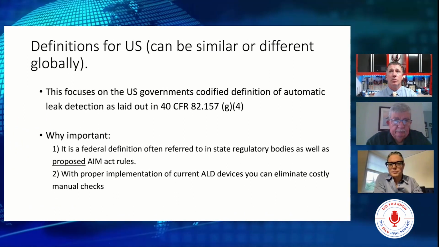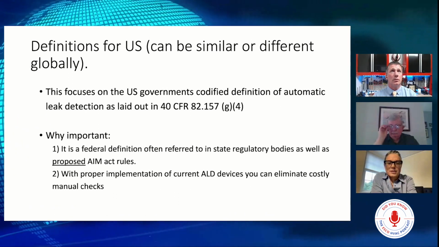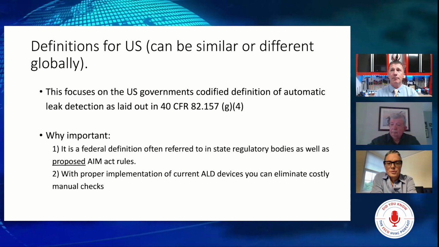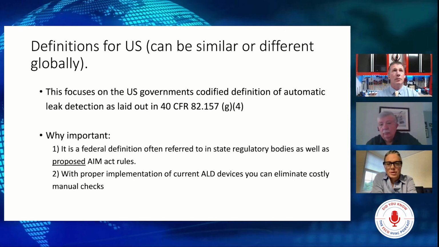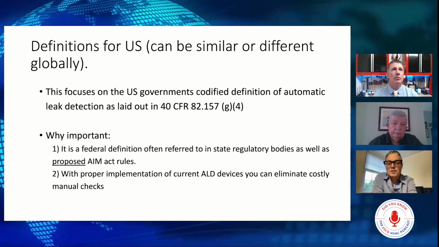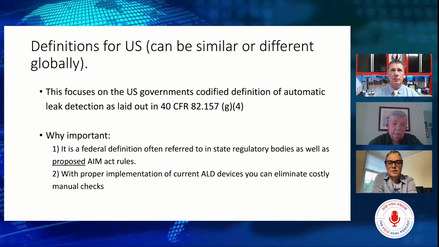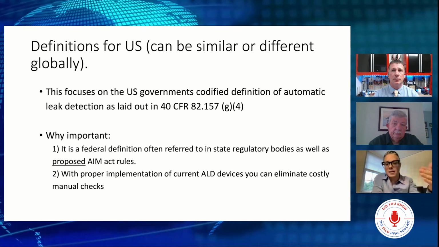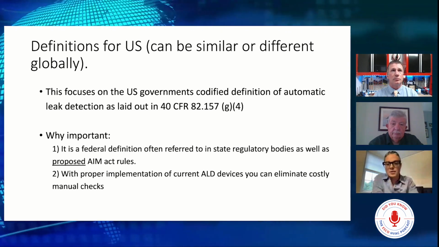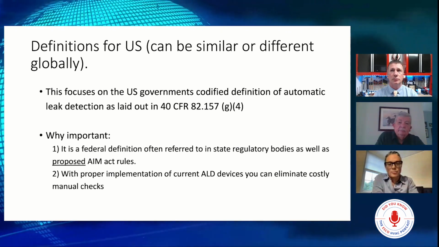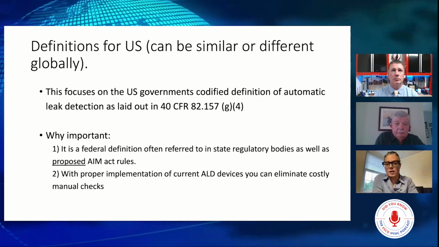Now I have the definition of automatic leak detection. This is referred to in the proposed ruling. This is the US code established for R22 ODS refrigerants and has been reapplied to HFCs. It's in the AIM Act, it's in the CARB regulation in California.